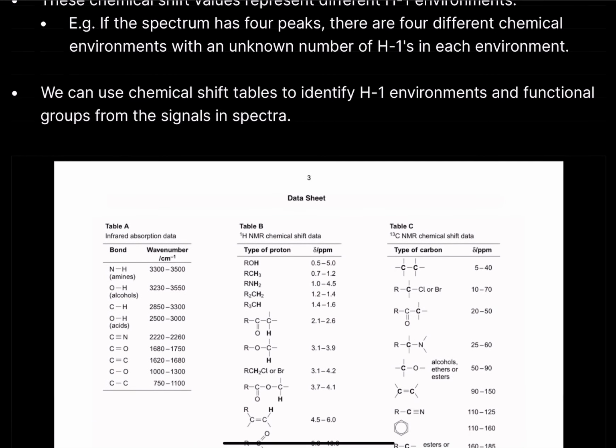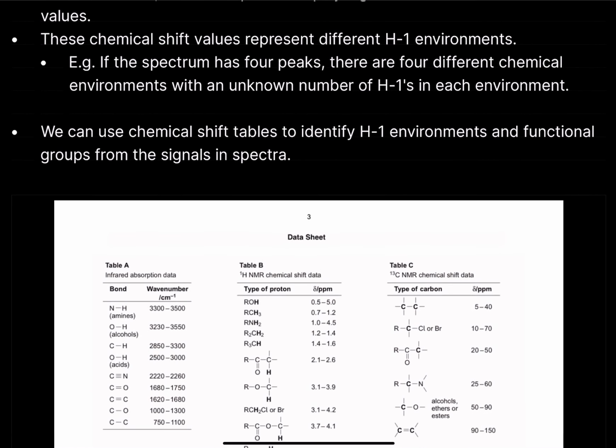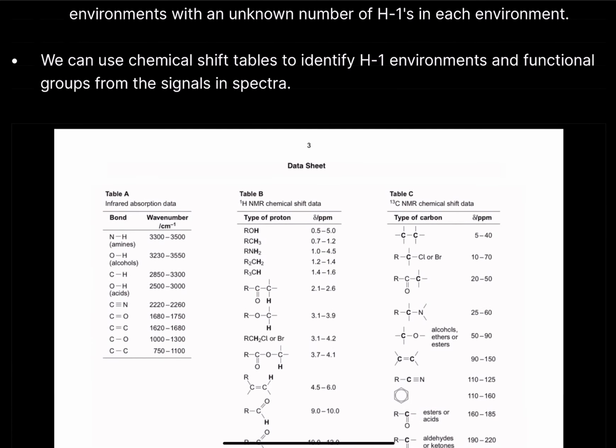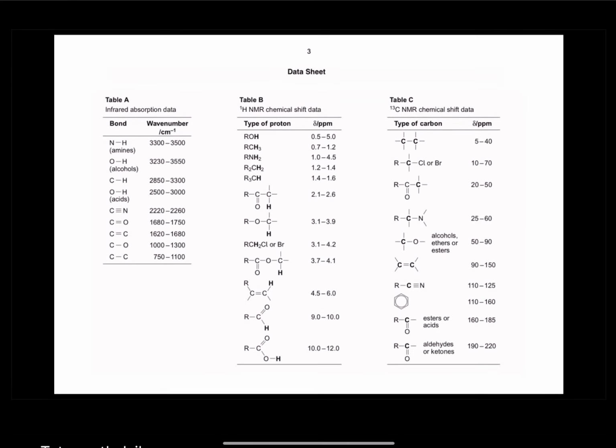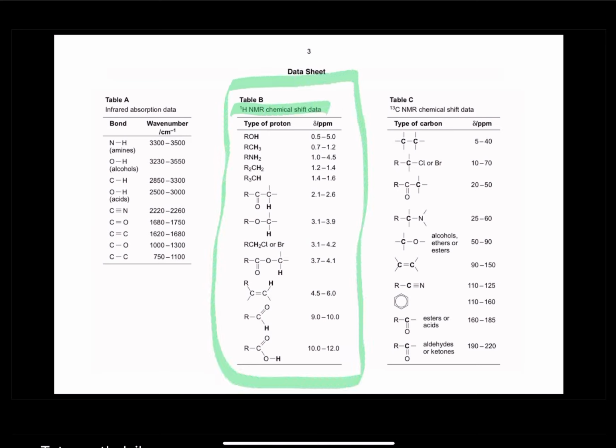So we can use chemical shift tables. Have I gone through that part here? Yeah, we can use chemical shift tables to identify hydrogen 1 environments and functional groups from the signals in spectra. I've already explained this. This is the data sheet that you have in your exam, and the last one was carbon 13. This is hydrogen 1 NMR, so if you're looking for hydrogen 1 NMR, this is what you'd be looking at. If you're doing carbon 13 NMR, then that's there, obviously. But today we're focusing mostly on hydrogen 1 NMR.